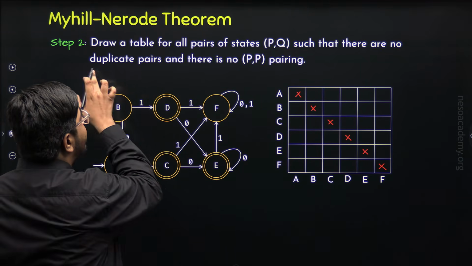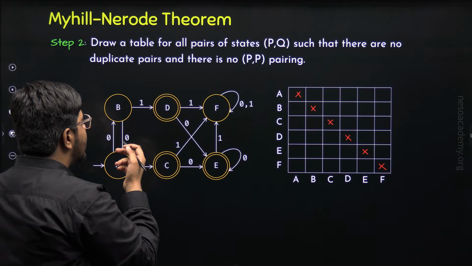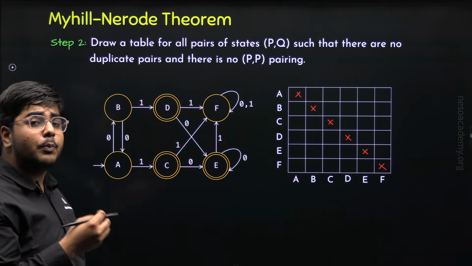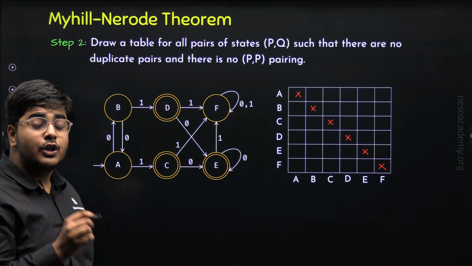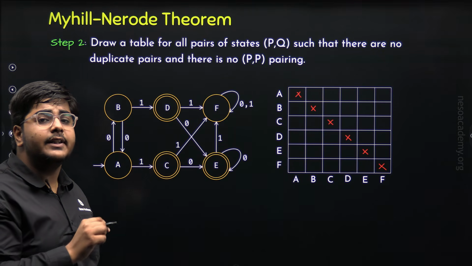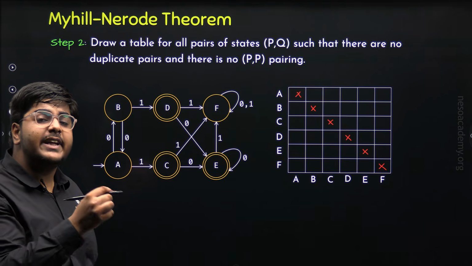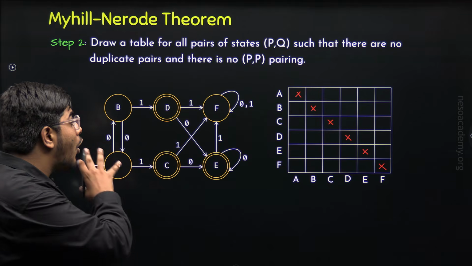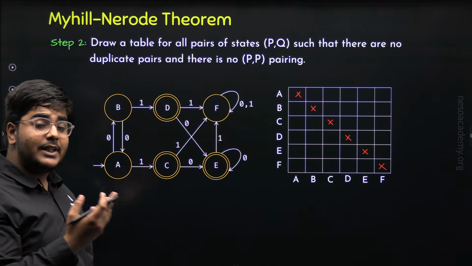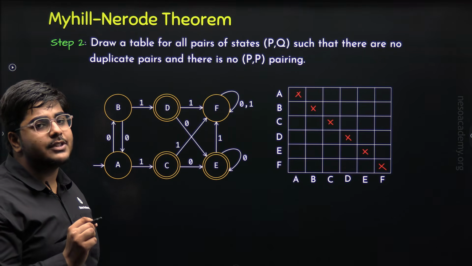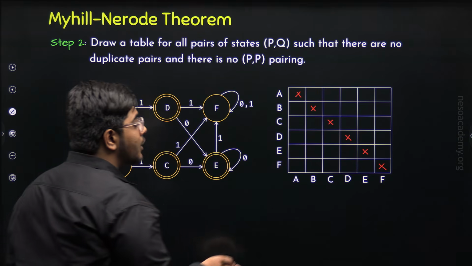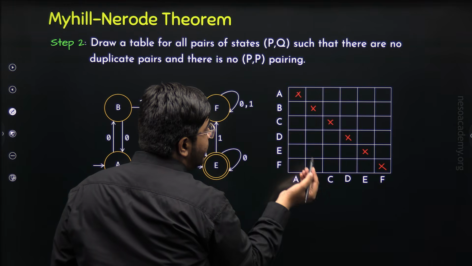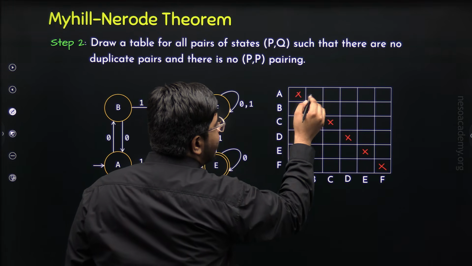Now let's talk about the duplicate pairs. If a particular pair is A, B, then its duplicate is B, A. So if A, B is present in the table, then you need to remove B, A from that particular table. And you need to do this for all the pairs of states. So let's start eliminating the duplicate pairs of states. If A, B is present in the table, then we need to remove B, A.